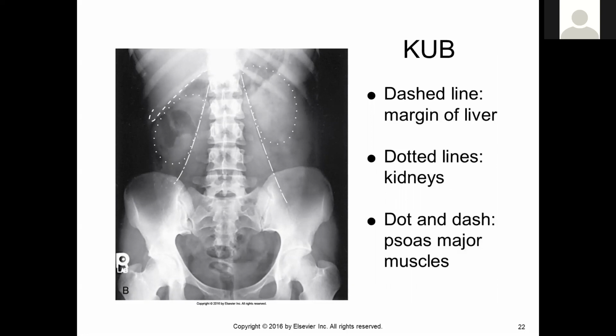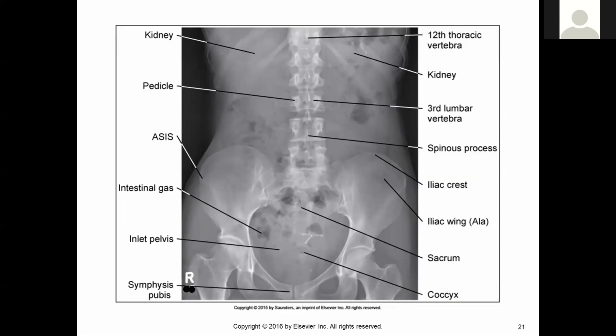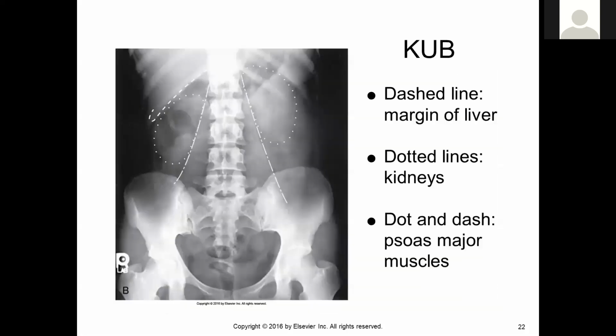This KUB, just pointing out some of the harder to see anatomy. Dashed line indicates the margin of the liver, the inferior margin of the liver. Dotted lines are the kidneys. The dots and dashes indicate the psoas major muscles. Now, if you notice on all of these images that the kidneys are visible, the left kidney is superior to the right kidney. This is due to the presence of the liver. Large liver kind of pushes the right kidney down. So you're always going to see the right kidney more inferior to the left.